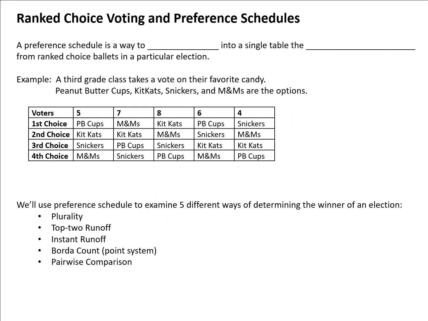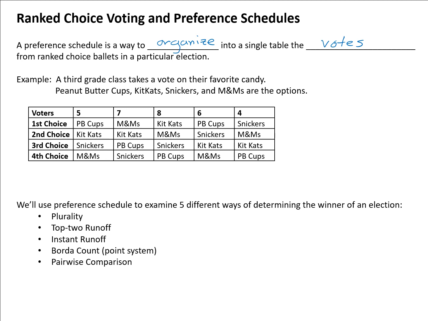Now, when you do ranked choice voting, you will have lots of ballots, and that's going to be kind of hard for us to examine a whole lot of ballots to really get a sense of how it works. So instead, we're going to condense a lot of ballots into what we call a preference schedule. A preference schedule is a way to organize into a single table all of the votes from ranked choice voted ballots in a particular election. And I want to give you an example of that.